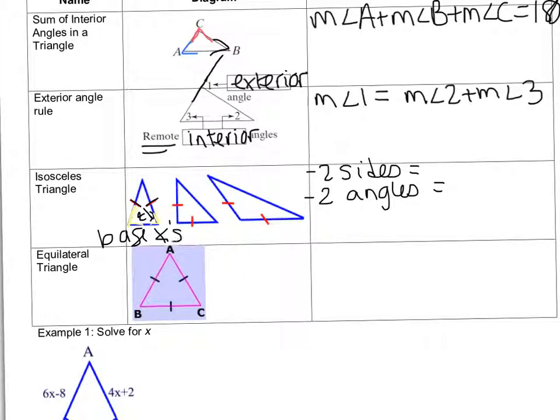Your vertex angle is the one that's not opposite your congruent side, so the vertex angle that is left here would be this top angle here, and that is called your vertex angle. So you can have acute isosceles triangles, and that's this first example. So this one is acute isosceles. The middle one here would be a right isosceles triangle, and the last one would be an obtuse isosceles triangle.